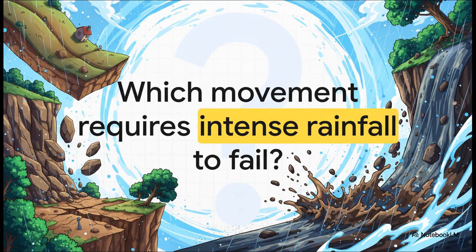Wow. Okay, we've covered a massive amount of ground today, literally. We've looked at slumping, landslides, rockfalls, and mudslides. To wrap up this explainer, I want to test your recall a bit. Based on the 4 processes we just discussed, which mass movement requires the most prolonged or intense rainfall to trigger a sudden slope failure? Really think back to what we just covered.